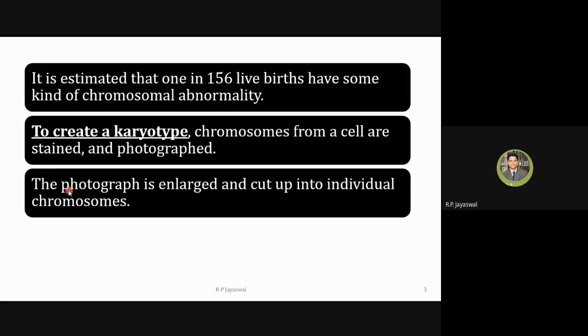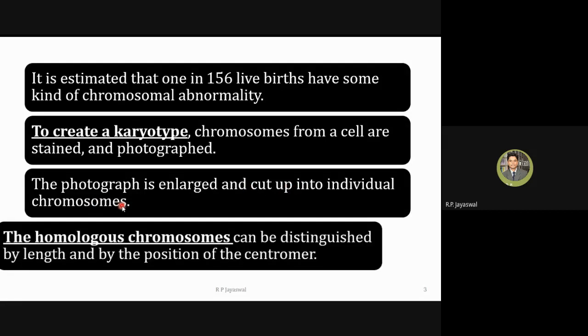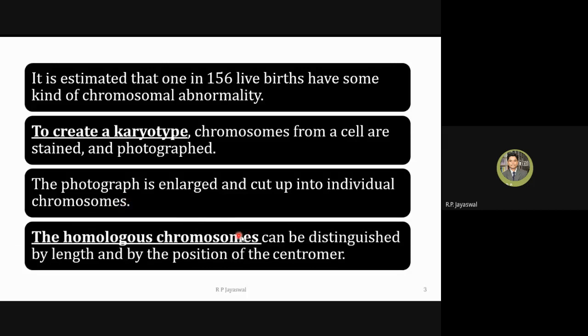The photograph is enlarged and cut into individual chromosomes while creating a karyotype, right? So when we have taken the photograph of the chromosomes, that photograph is enlarged. Then we cut out the individual chromosomes, and then we arrange the homologous chromosomes together. Here the homologous chromosomes can be distinguished by length and by the position of the centromere.